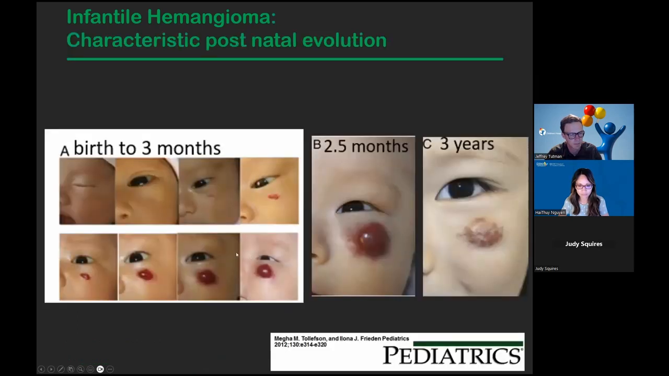And I thought this was a really nice example because we see them at one moment in time on that curve. So here's the baby, it's not there, and then you sort of see this little bit of discoloration, and then it kind of peaks around here, and then in 3 years it's still there, but it's going away.